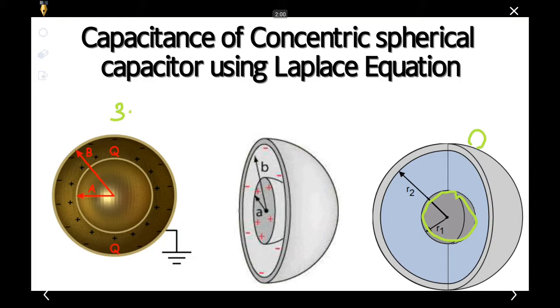You can see the third diagram. In this diagram, we can see a small ball inside. The charge is q. The outer ball's charge is minus q. The small ball radius is a and the outer ball radius is b. And the outer ball is grounded.